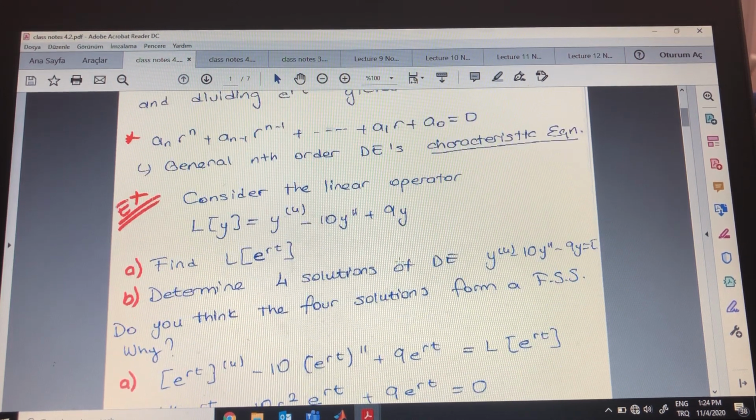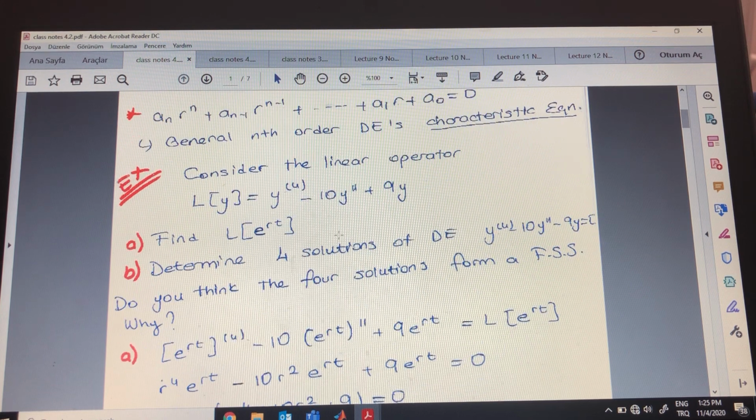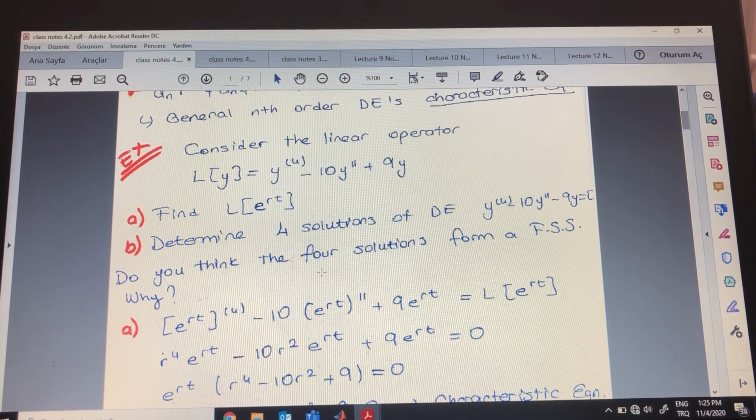And exactly, look at that. This is a fourth order differential equation with a second order term and the y term. If I put e to the rt in here, I will find the characteristic equation. Let's do that, and let's determine four solutions because we have a fourth order differential equation. And we will check if they form a fundamental set of solutions. You know that we have been checking this with the Wronskian determinant, and we will be doing the same thing in this section.